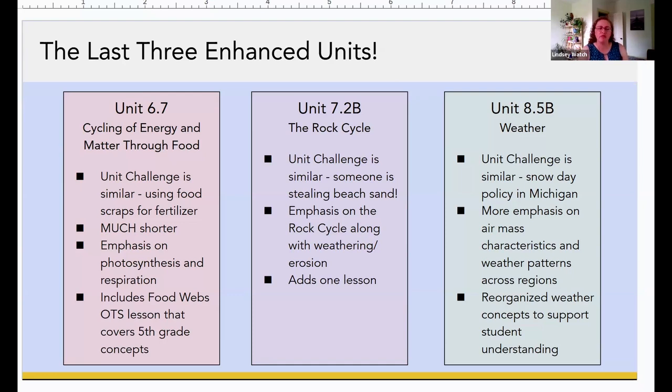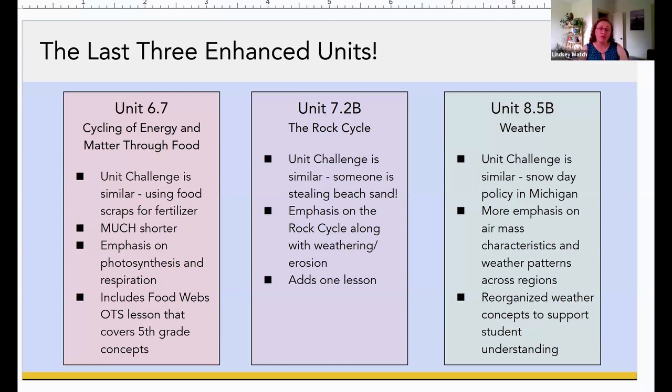There's more of an emphasis on the rock cycle this time around, which we think gives better coherence to the storyline of the unit. And it includes weathering and erosion, because really that's the key to this unit. It adds 1 lesson to the original lesson sequence, but we really think it's worth it. The lessons are pretty tight, so they're not really long. So hopefully that extra lesson isn't too much more for you.